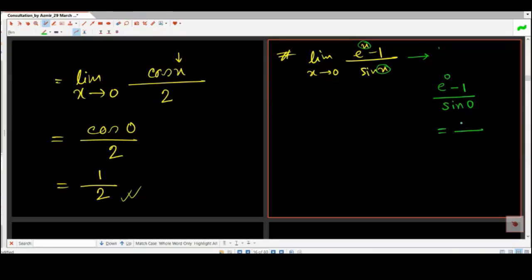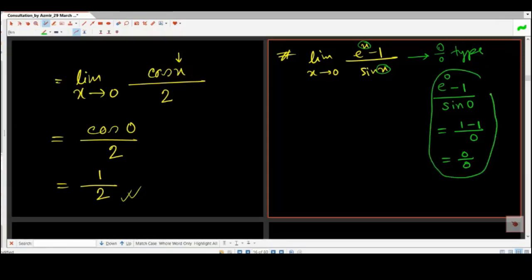So e to the 0 is 1, minus 1. Sine 0 is 0. So we are getting 0 over 0. That means whatever function we have, e to the x minus 1 over sine x, its limiting value when x approaches 0 gives us the type 0 over 0. So this is of 0 over 0 type. So that means we can apply L'Hopital's rule.